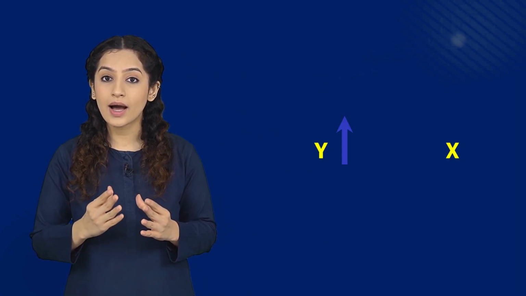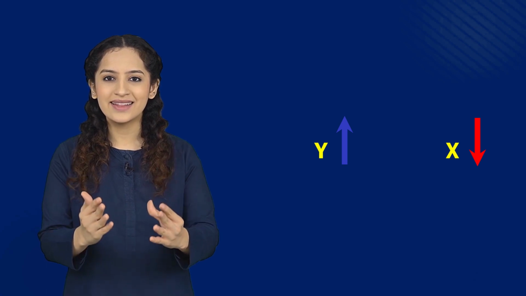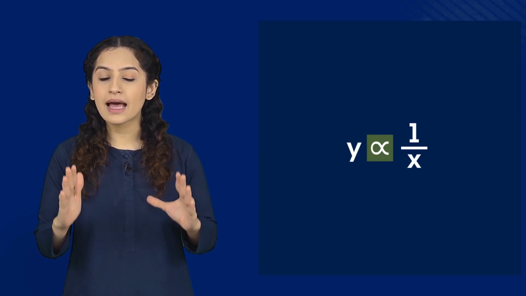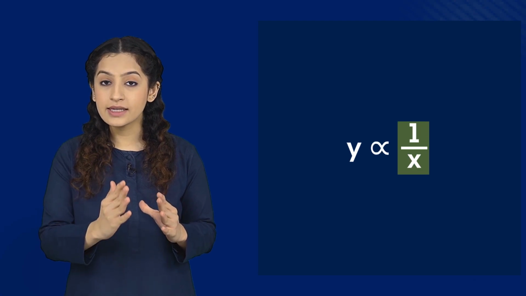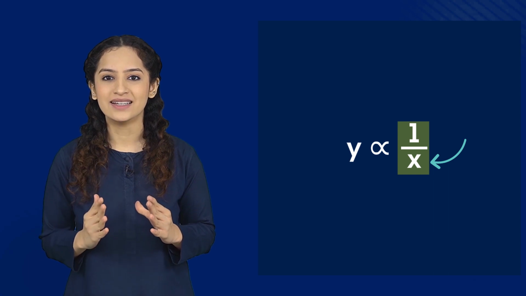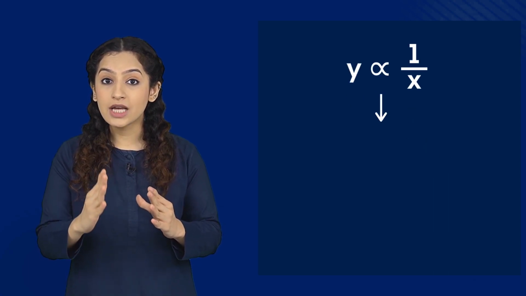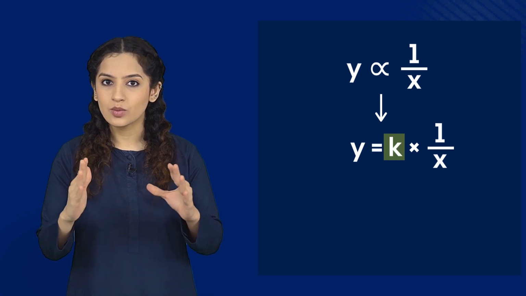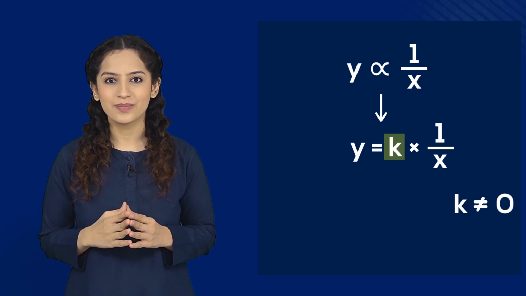Mathematically speaking, if one of the two quantities involved is y and the other is x, then this is how we show it. The proportionality symbol remains as it is, but the other quantity is placed in the denominator to represent the inverse effect. When we remove the proportionality symbol, we get an equals to sign along with k, which as usual can't be 0.